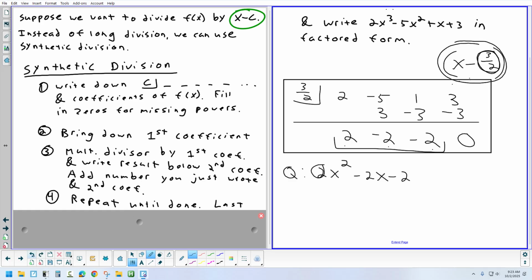What about that last number? Yeah, that's my remainder. So that part's my remainder, that part's my quotient.